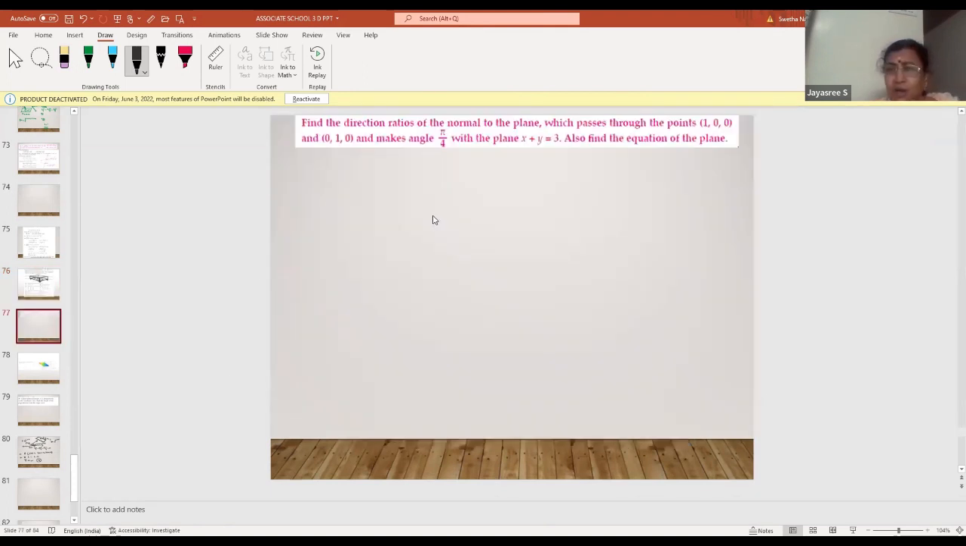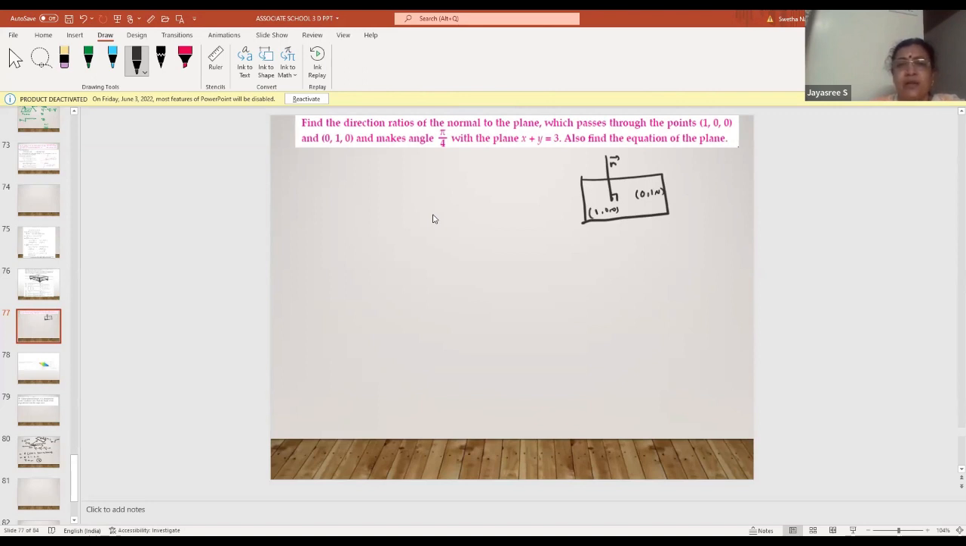Now, another hard question. Find the direction ratio of the normal to the plane, that means they are asking, find this N vector, which passes through the point 1, 0, 0 and 0, 1, 0. The plane is passing through the point 1, 0, 0, and 0, 1, 0 also the plane is passing through. These are the two points the plane is passing through.